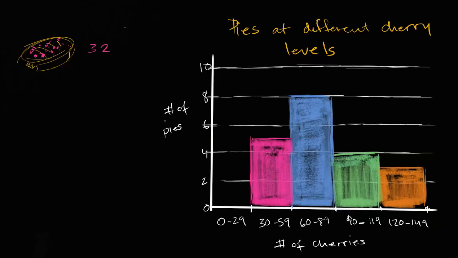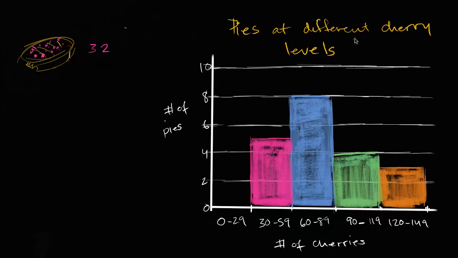How many pies have at least 90 and at most 119? And then how many pies have at least 120 and at most 149? And you know that you don't have any pies that have more than 149 cherries. So this should account for everything. And then you count them. So for example, you say, okay, 5 pies have 30 to 59 cherries. And so you create a histogram, and you make this magenta bar go up to 5. So that's how you would construct this histogram.